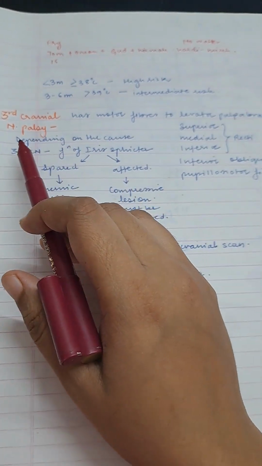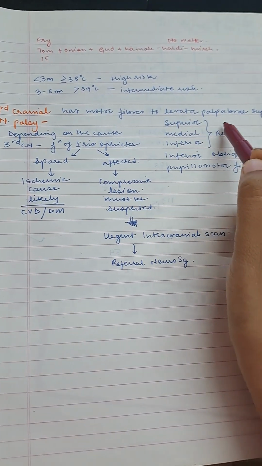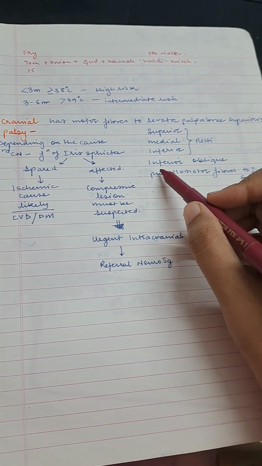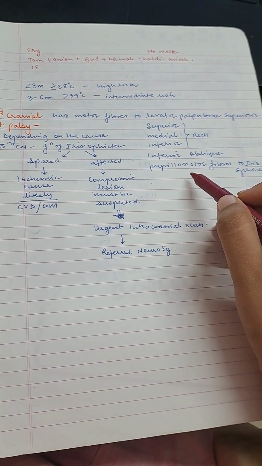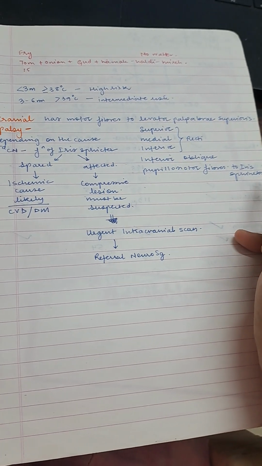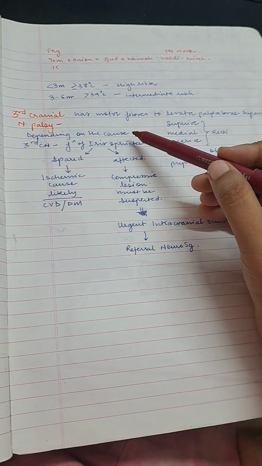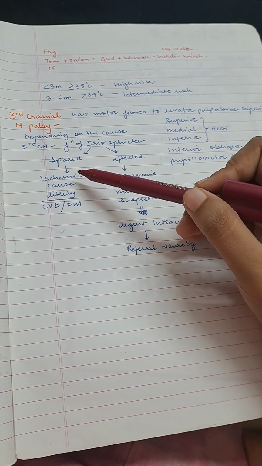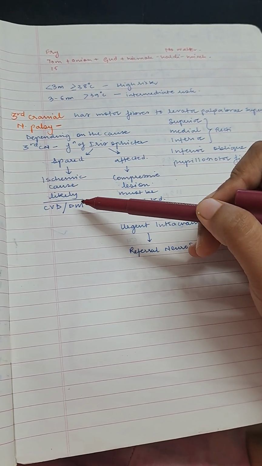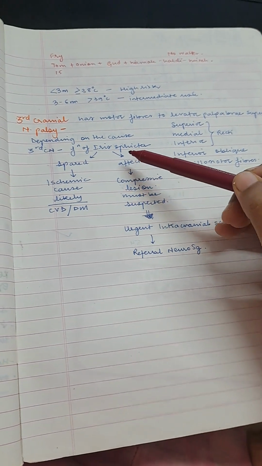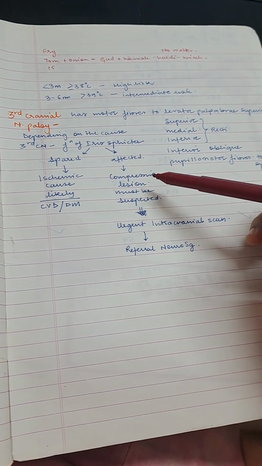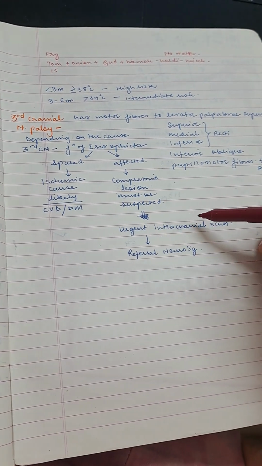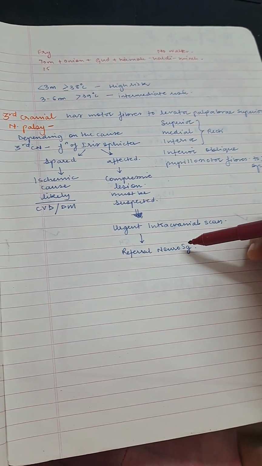Third cranial nerve palsy: it has motor fibers to the levator palpebrae superioris, superior, medial and inferior recti, inferior oblique, and pupillomotor fibers to the iris sphincter. So depending on the cause, iris sphincter function is spared if there is an ischemic cause, likely like CVD and diabetes. And if it is affected, then a compressive lesion must be suspected. Okay. So there will be an urgent intracranial scan and you have to refer to neurosurgery.